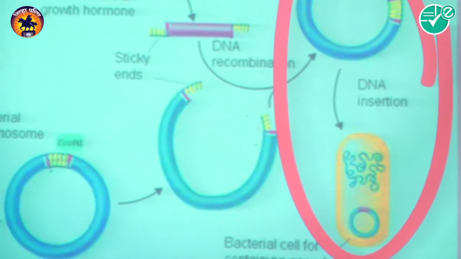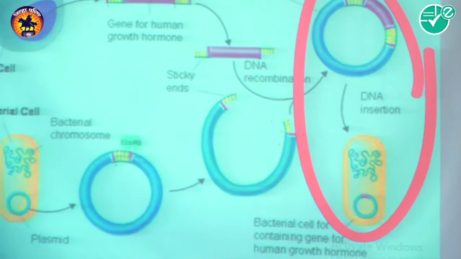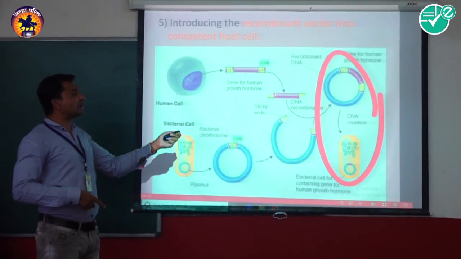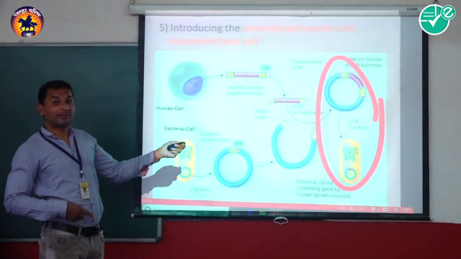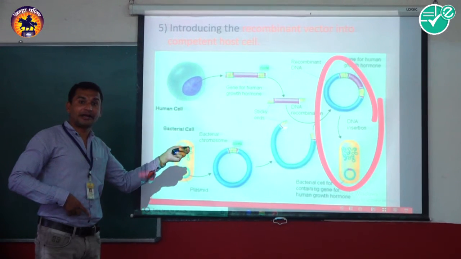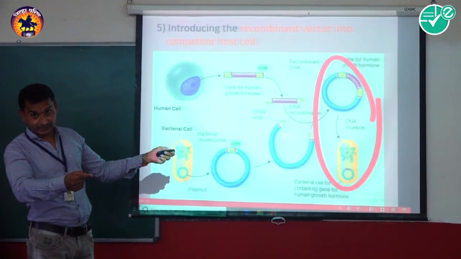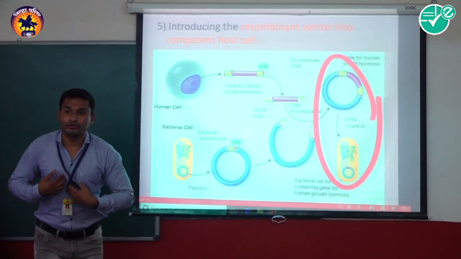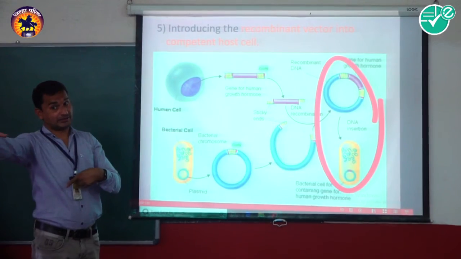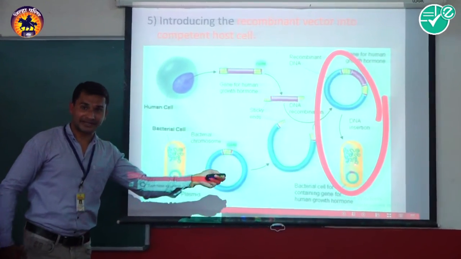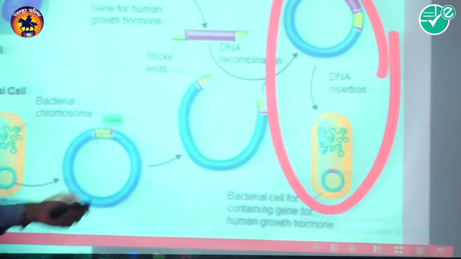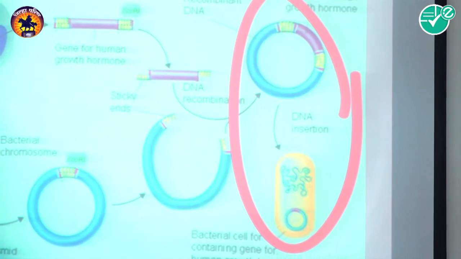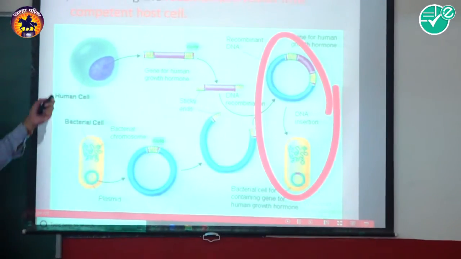This is the process of introducing the recombinant vector. In short, we said recombined. What did we combine? The desired gene is combined into the vector. After combining, we want to introduce it into a living cell, and that living cell here is the bacteria. This is done by different methods such as transduction and transfection. We'll go into detail in a further chapter.